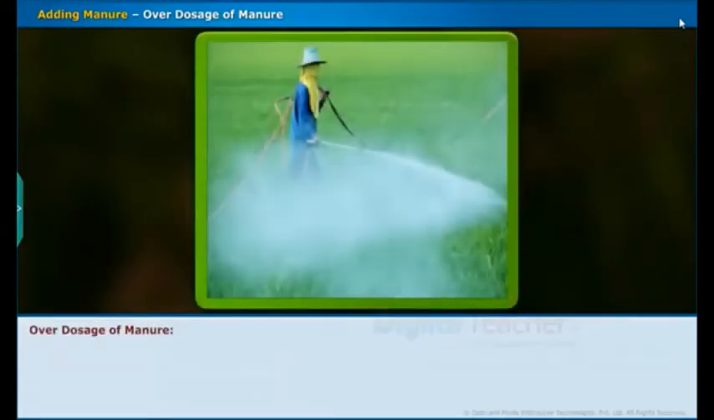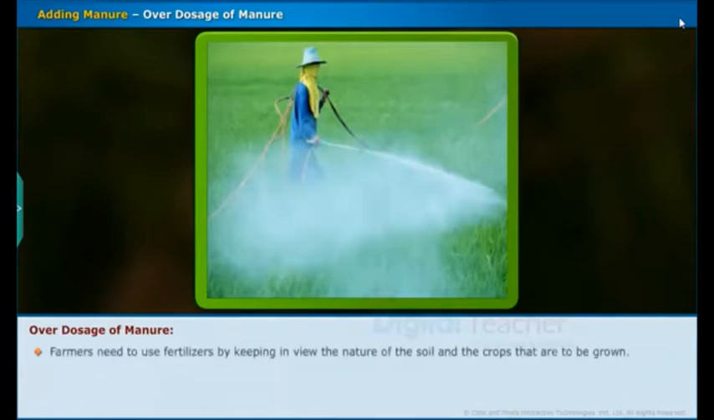Let us know what happens when the manure is used more. Overdosage of manure. Farmers need to use fertilizers by keeping in view the nature of the soil and the crops that are to be grown.